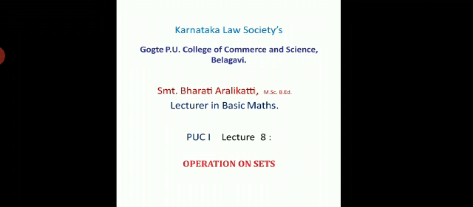So in our previous lecture, that is lecture number 7, we dealt with the second chapter, that is sets, relations and functions. Today we shall start with the operations on sets. So let's get started. In operation on sets, we will see some different types of sets. So in that, the first type is union of sets.